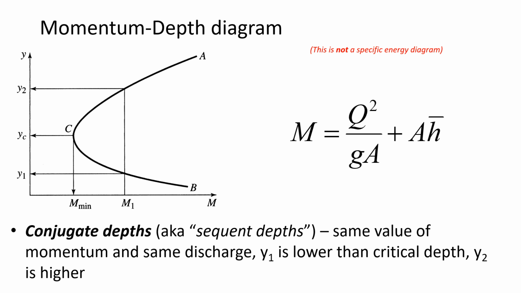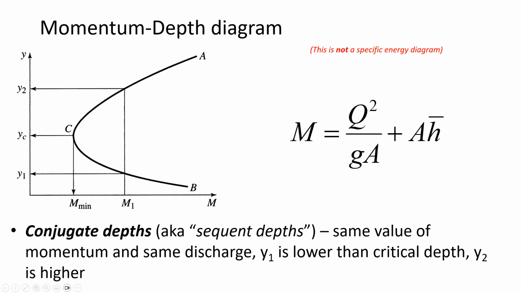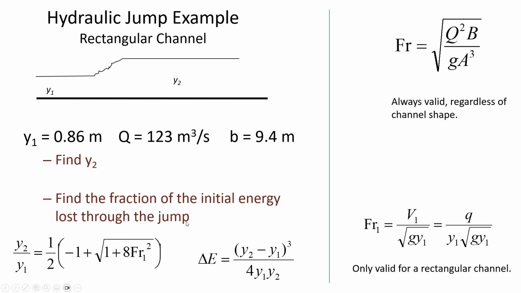So the big energy dissipation is when you have a big change in elevation from upstream to downstream. So when you have a very small Y1, it'll jump up to a very large Y2. And therefore, if Y1 and Y2, if the difference in depths is large, then delta E is going to be big. So you dissipate more energy the larger the difference between the upstream and the downstream.